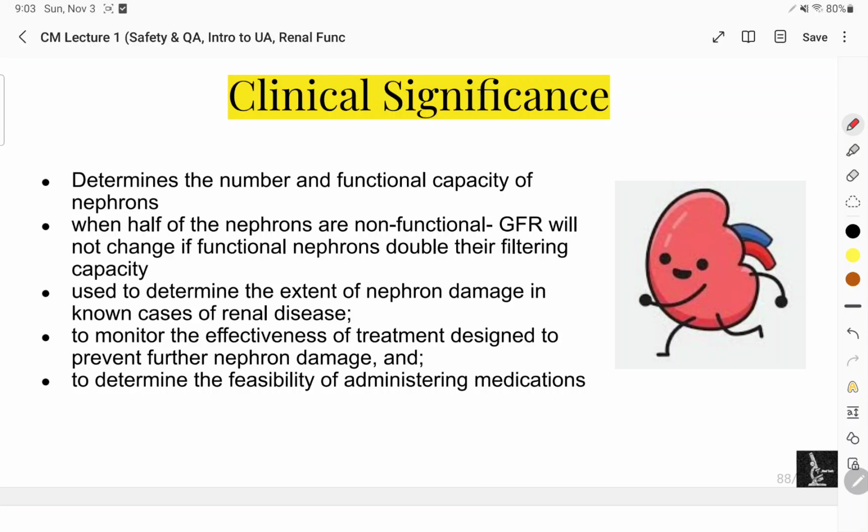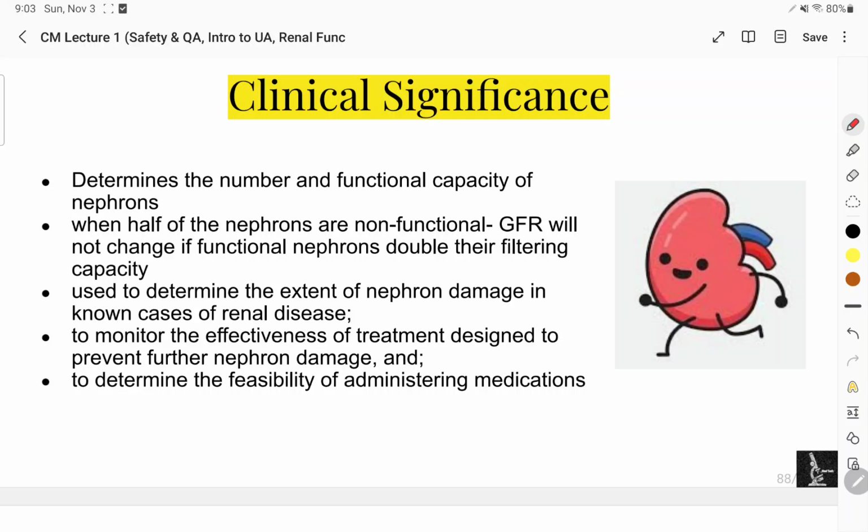Your GFR also determines the extent of the nephron damage in cases of renal diseases. It also monitors the effectiveness of the treatment to prevent further damage to our nephrons. And it also determines the feasibility of administering medications. It tells us whether it is okay to administer a medication, because it might damage the kidney. So we can see that from our GFR.